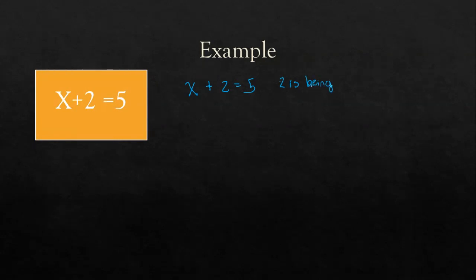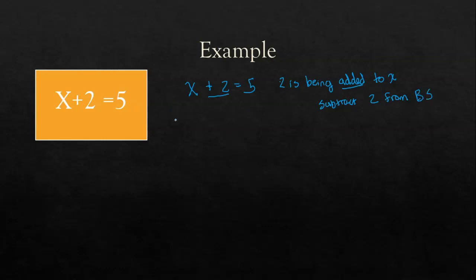So we look at what's happening to the x. There's a 5 on the other side, but we're not worried about that. We're worried about this 2 beside the x. So 2 is being added to x. So because it's being added, I'm going to subtract 2 from both sides. I'm just going to use BS for both sides.